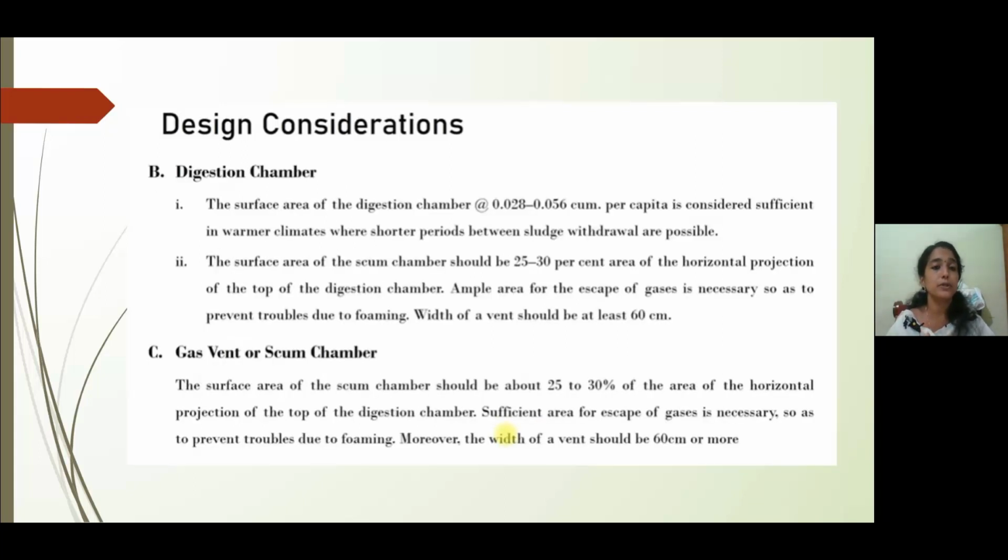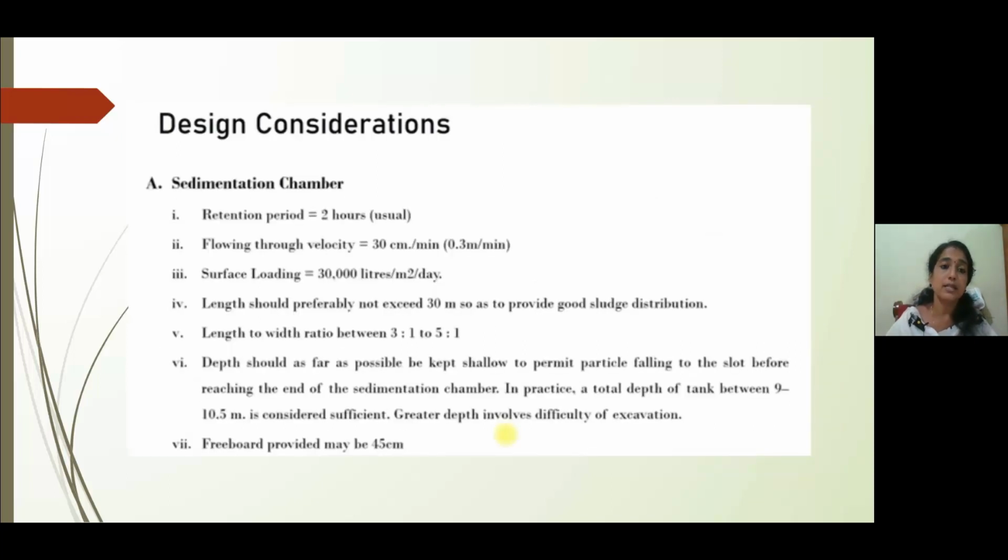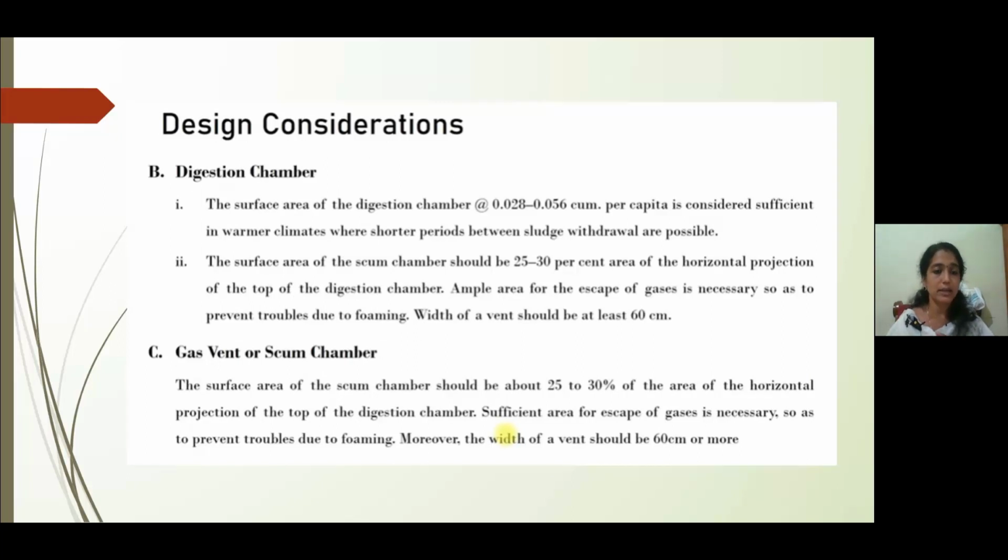Then the second portion is the digestion chamber, and the third is the gas vent or scum chamber. The design of an Imhoff tank consists of the design of the sedimentation chamber, the design of the digestion chamber, and the design of the gas vent or scum chamber. In the design of the digestion chamber, a surface area of 0.028 to 0.056 meter cube per capita is considered sufficient in warmer climates where shorter periods between sludge withdrawal are possible.